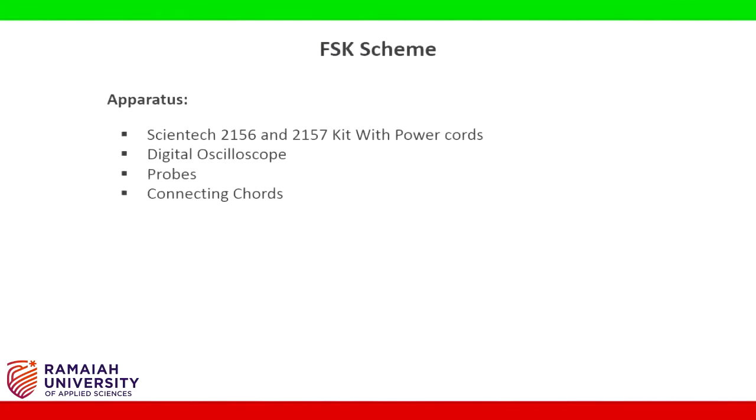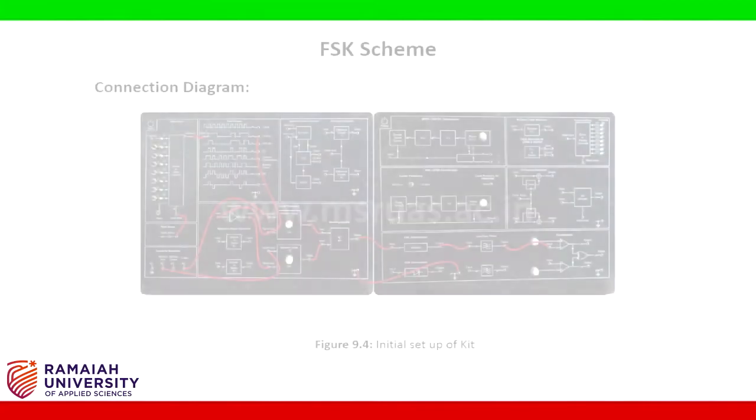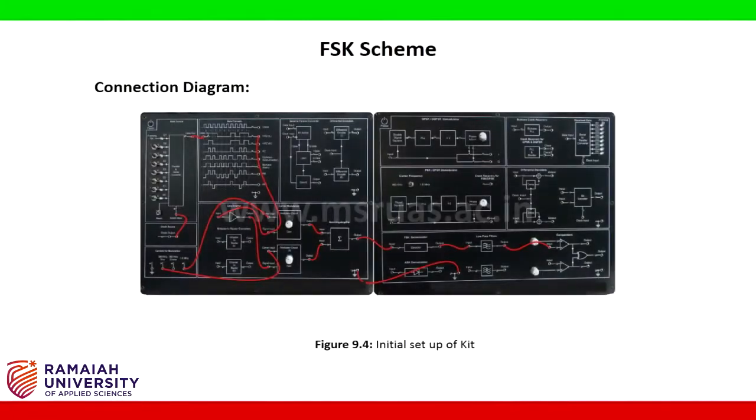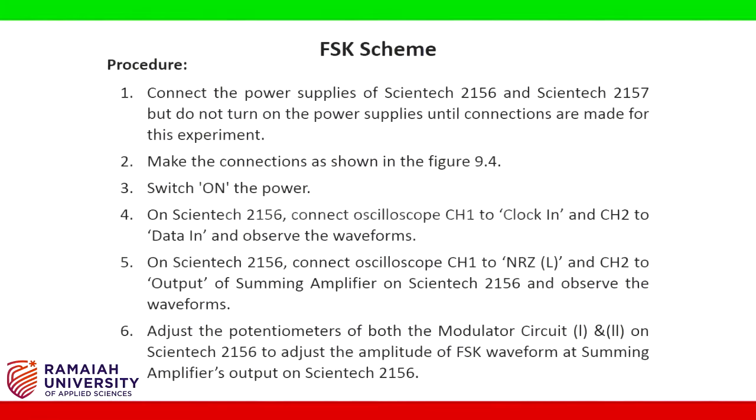The apparatus required are Syntec 2156 and 2157 kit with power cords, digital oscilloscope, probes, and connecting cords. This is the connection diagram. The procedure is: connect the power supplies of Syntec 2156 and 2157, but do not turn on the power supplies until connections are made for this experiment. Make the connections as shown in figure 9.4.